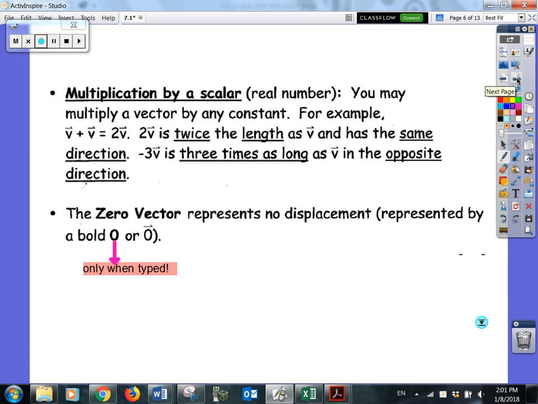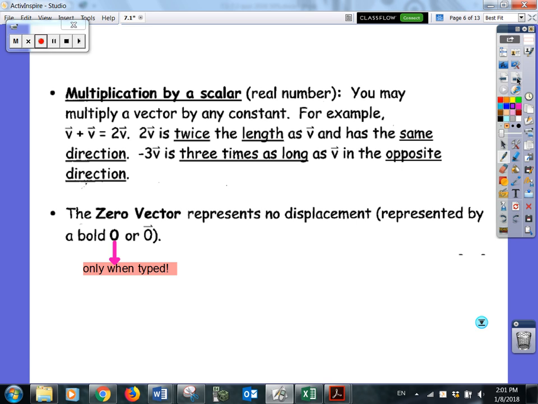All right, and then the last thing is multiplying. So multiplying is just making it twice as long, half as long, 3 times as long, whatever the number out in front is. Notice that the vector symbol does not go over the number though. Okay, the vector symbol is only over the v. Only over the v. It's not over the number right there. This last one, the 0 vector, 0 is the only number that there will be a vector symbol over.